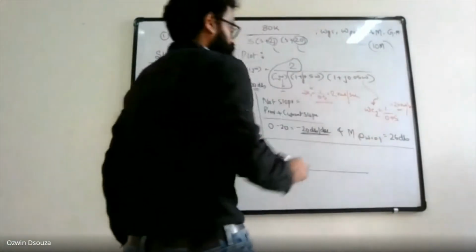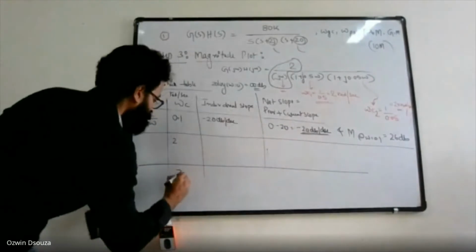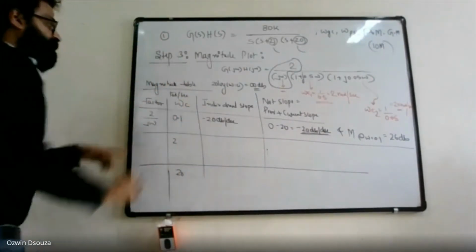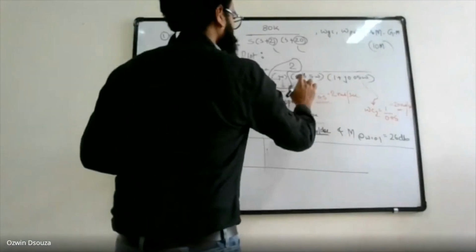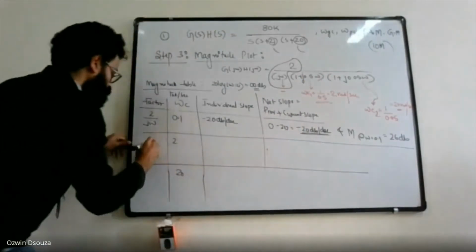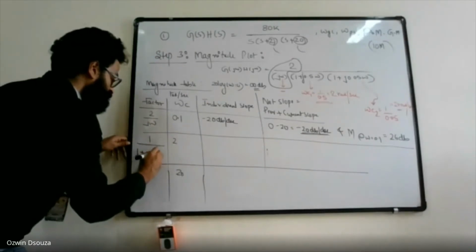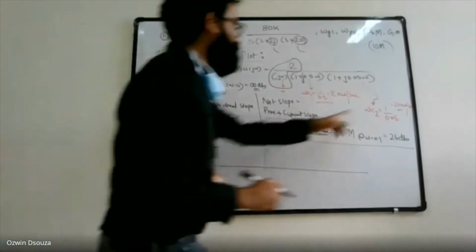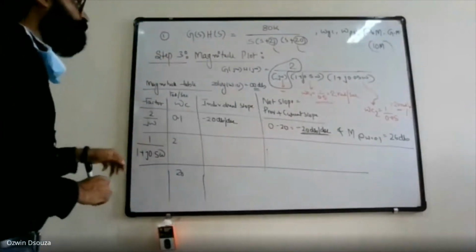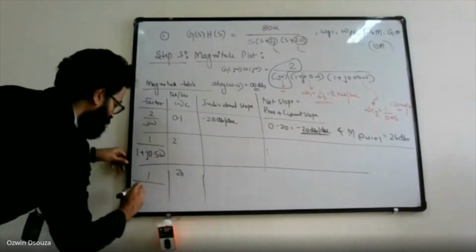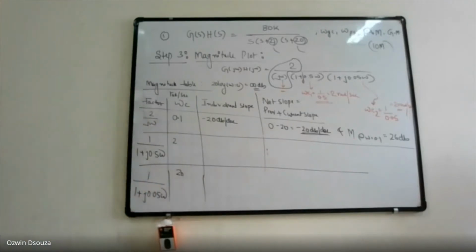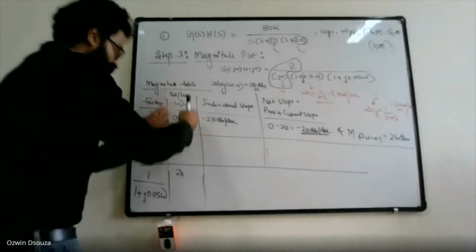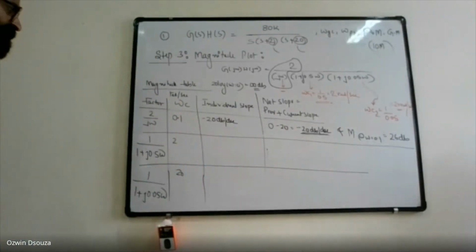Followed by what do you have? 20 radian per second. Okay, put the unit here itself, radian per second. So what is that factor? It is 1 divided by 1 plus j 0.5 omega. And the factor corresponding to 20 radian per second is again a first order pole, which is also 1 plus j 0.05 omega. Alright, so we have listed out the factors in the ascending order of corner frequency.